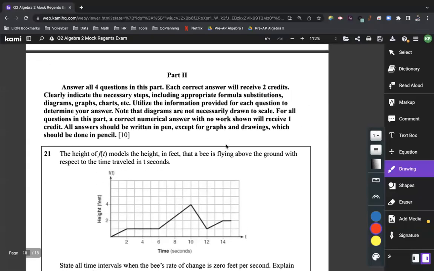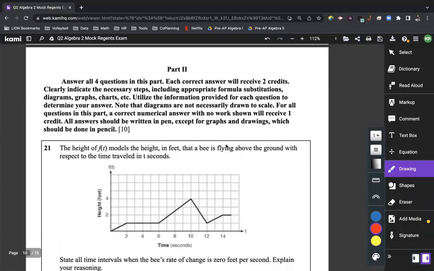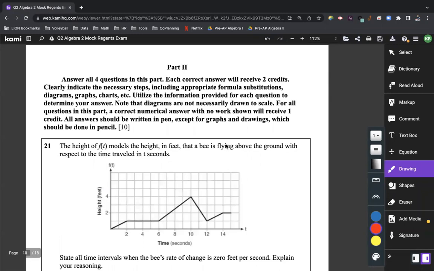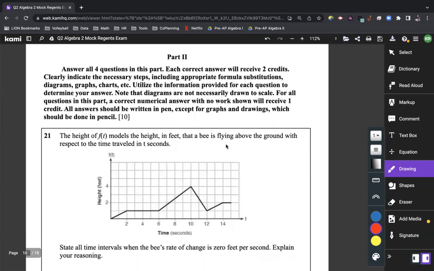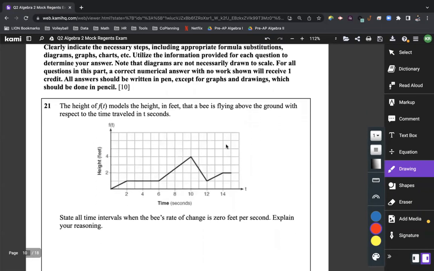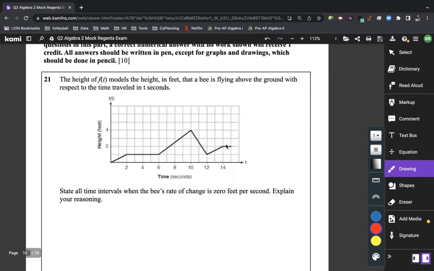All right, let's get started with that short response section for the Algebra 2 Quarter 2 benchmark. There are 4 questions that have 2 points each. The data was quite interesting. The height of f of t models the height in feet that a bee is flying above the ground with respect to time traveled in t seconds.